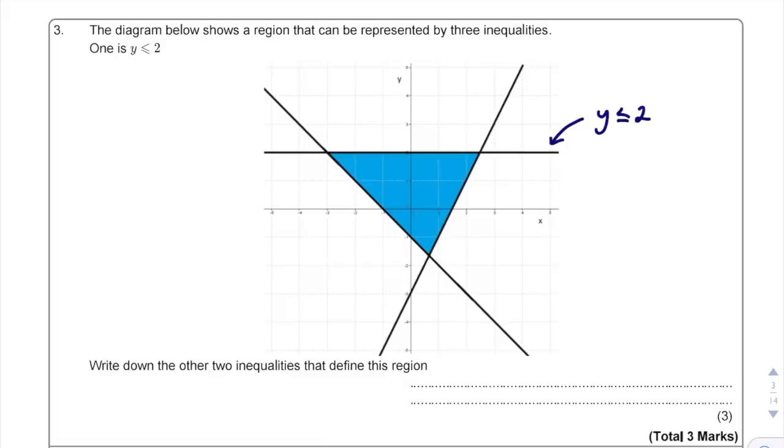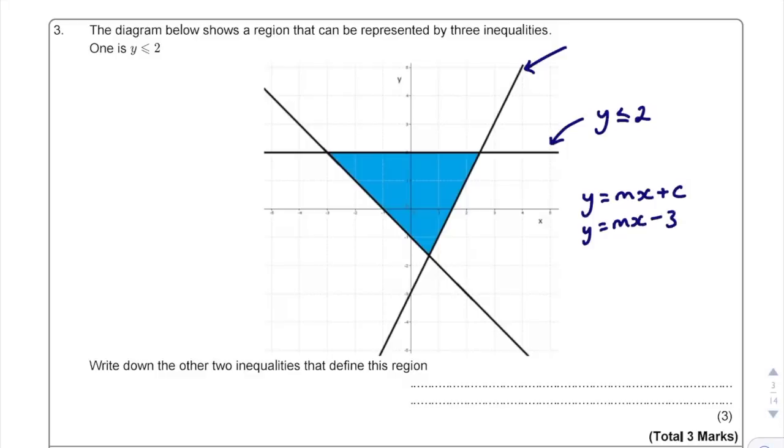So we've got to work out the inequalities for these other 2 lines. So let's start off with this line here. Now with this line, it's a line that doesn't pass through the origin. So the equation of our line is going to be in the form of y equals mx plus c, where m is the gradient and c is the y-intercept. Well, you can see from this graph the y-intercept is -3. So c is going to be -3, so we can say y equals mx minus 3.